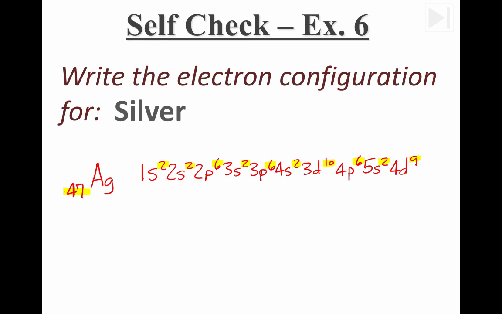So this is how we're going to show electrons around an atom, either with electron configuration, which is a little shorter, or with orbital diagrams, which involves drawing boxes and filling in arrows.